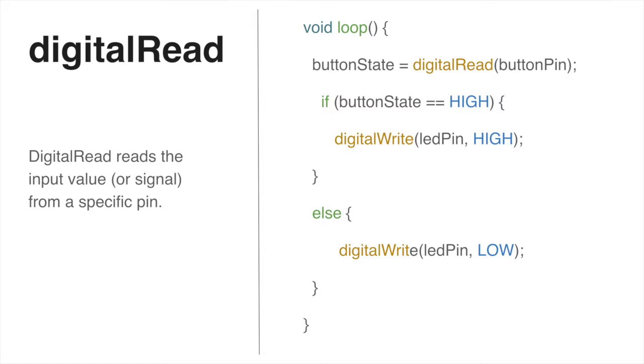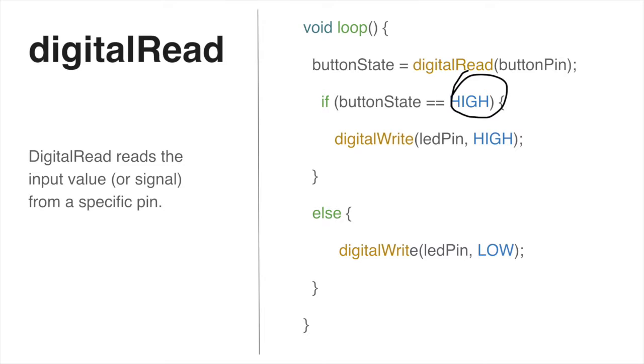Here we are taking a variable that we created earlier called button state, and we are assigning a value to it. In this case, we are reading the digital value of button pin. Now, since this is digital read, this is either going to be equal to true or false, which means it's going to be equal to high or low. Okay, so now that we've read that value and assigned it to button state, we are going to check and see if button state is equal to high.